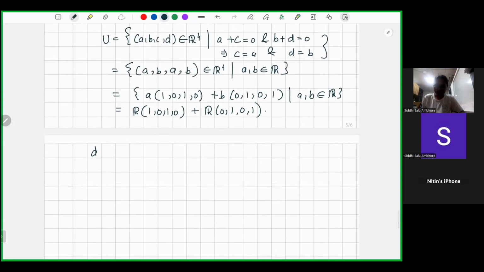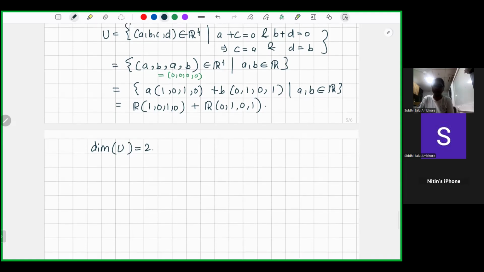And then we can see that the dimension of this U is 2, because you can check that these two vectors are linearly independent. If I take a linear combination, the first entry itself will be precisely this vector equal to 0, 0, 0, 0, and that will give me a = 0, b = 0, and that's it. That will prove that these two vectors are linearly independent.